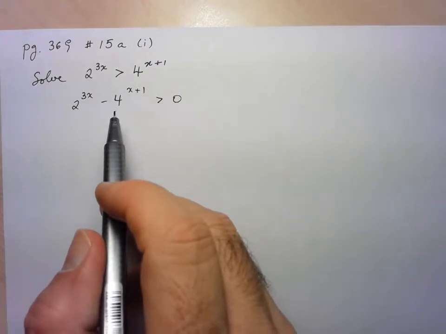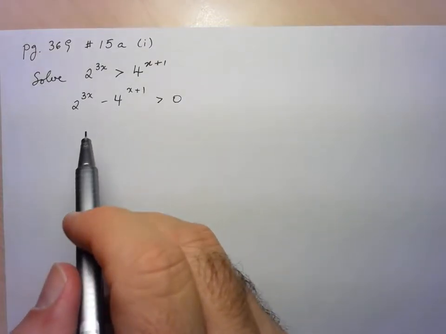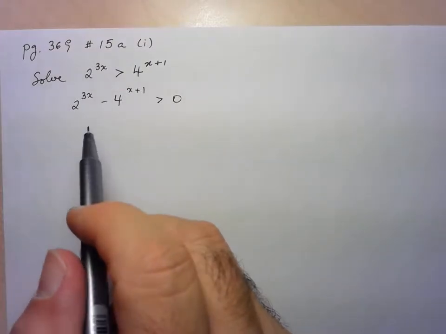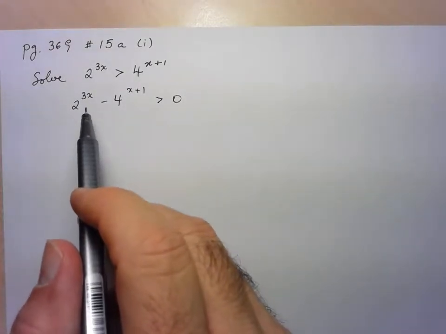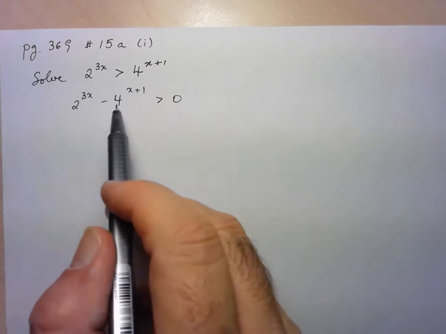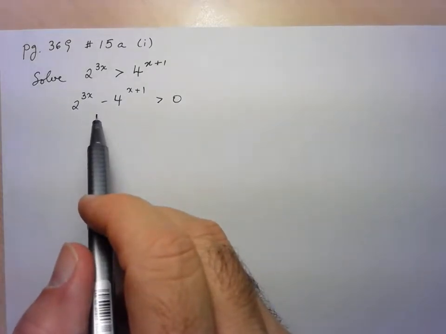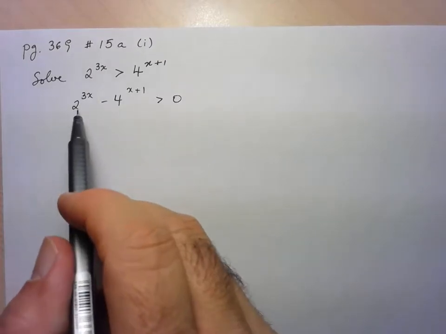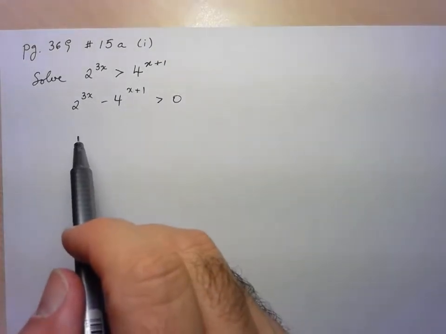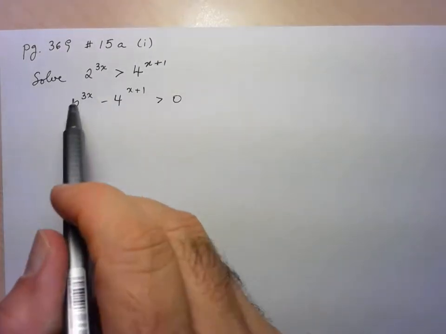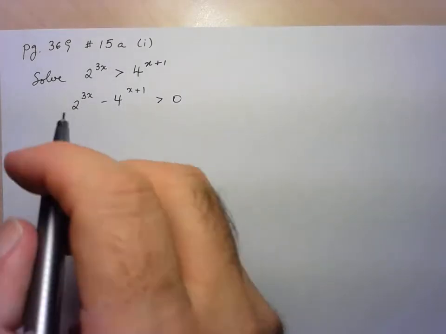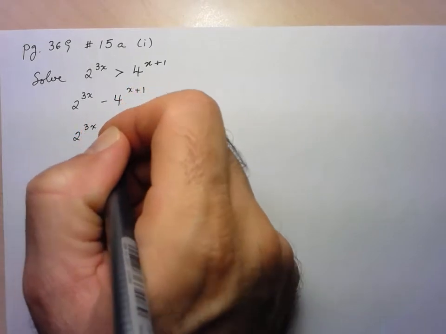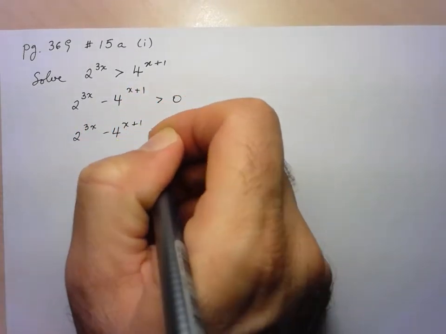Let's keep in mind, where are the only places a function can change sign? Well, first of all, it can change sign at an x-intercept, so when this is equal to 0, or it can change sign at a discontinuity. However, there's no x value for which this left-hand side is not defined. So there are no discontinuities. This thing is valid everywhere. So the only thing I have to do is determine where 2 to the 3x minus 4 to the x plus 1 is equal to 0.